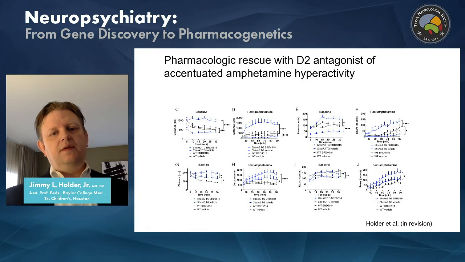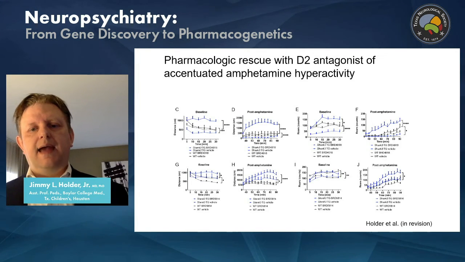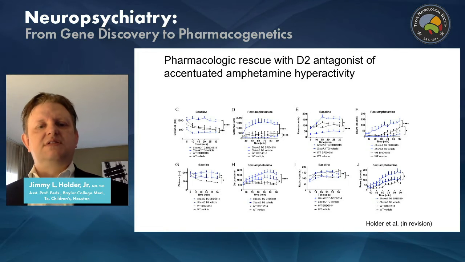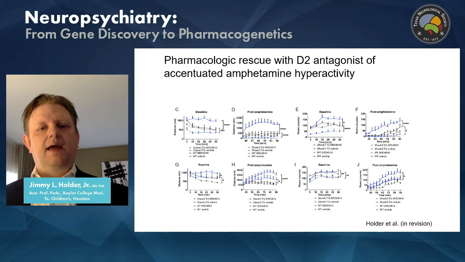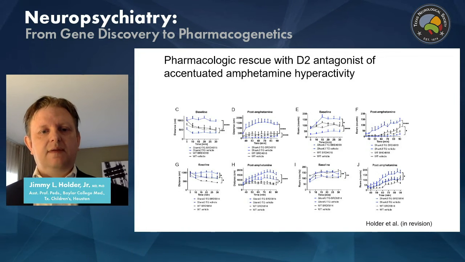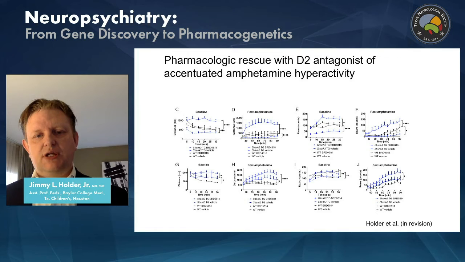And I won't show you all the data, but I'll show you the activity data that we found, which is that we could very potently rescue the hyperactivity that we saw in these mice, both with BRD 4018 and at least partially with BRD 5814. That's shown in panels C and G.